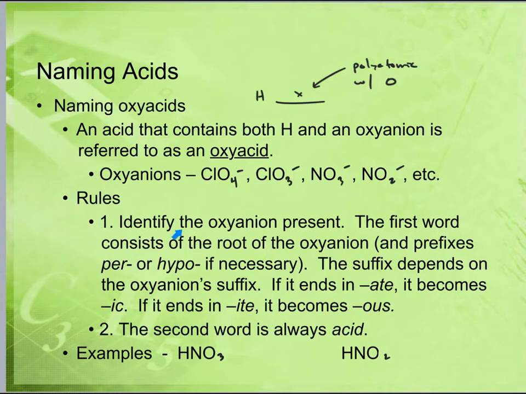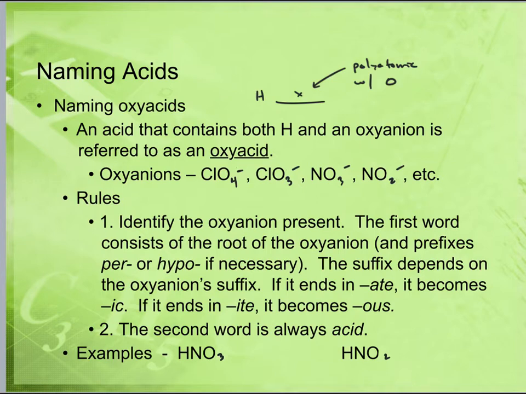The rules here: identify the oxyanion present. The first word consists of the root of the oxyanion, and the prefixes per or hypo if those are in the name of the ion. The suffix depends on the oxyanion's suffix. If it ends in "ate", the new ending is "ic". If it ends in "ite", the new ending becomes "ous", and the second word is always acid.